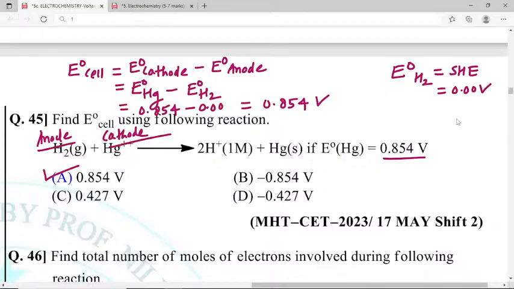E naught cell is equal to E naught cathode minus E naught anode. E naught Hg, mercury, minus E naught hydrogen. So what is the E naught Hg value? Mercury 0.854 minus E naught hydrogen 0.00 volt. It is SHE. So the answer becomes 0.854 volt.